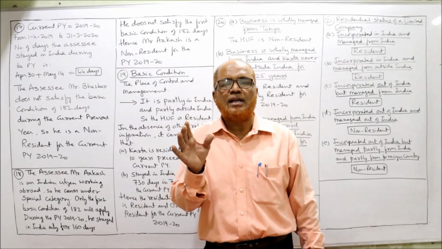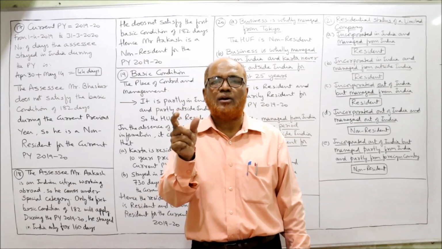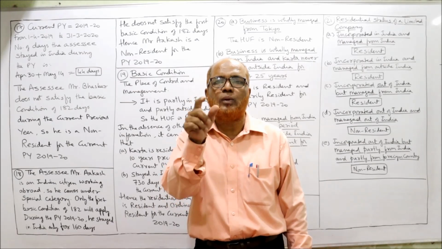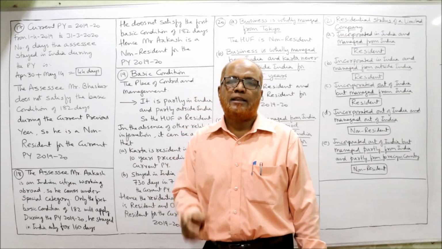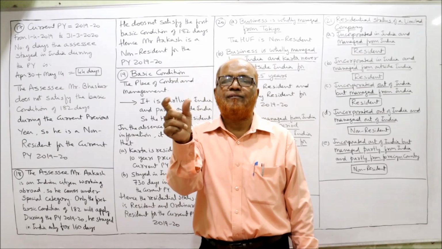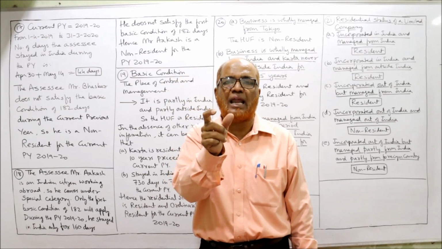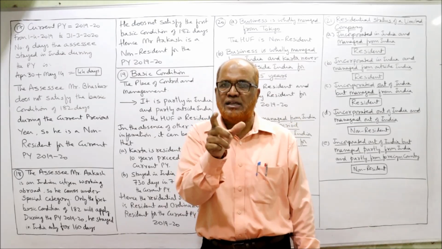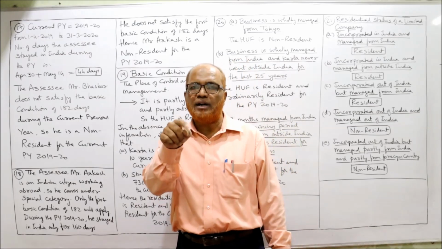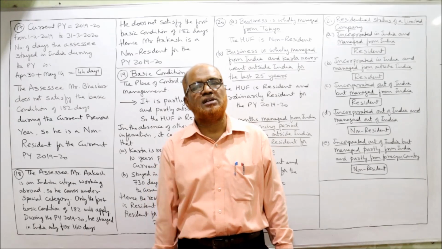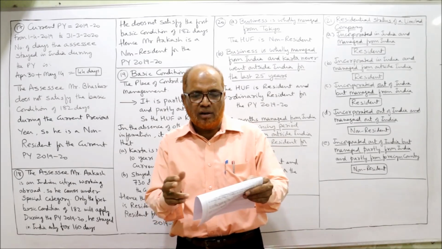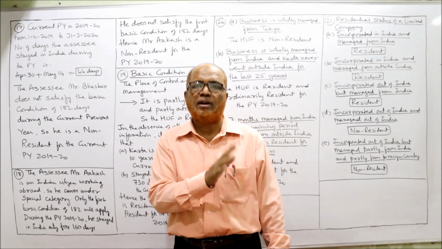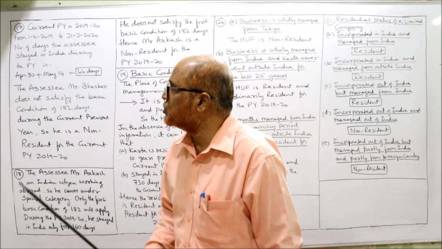For finding out the residential status, we have to find out how many days the assessee stayed in India during the current previous year. The current previous year will begin from 1st April 2019 to 31st March 2020. This is the current previous year. How many days he stayed in India during the current previous year, we have to find out. So on 14th May 2019 he left and he never returned back. Now see the solution here.